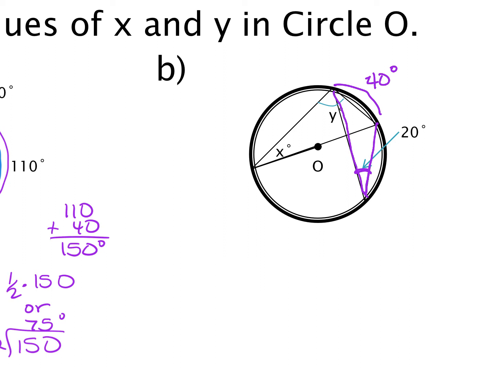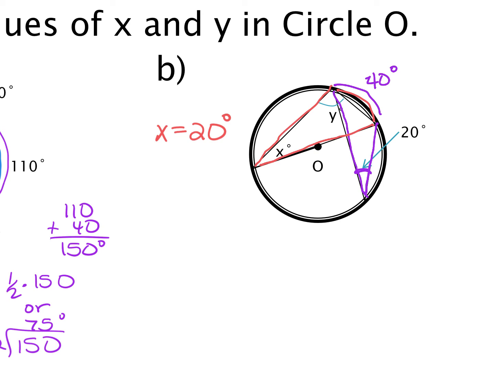So then now that I've done that, I can see that angle X here has the exact same intercepted arc as that 20-degree angle. And remember, when two angles have the same intercepted arc, they're congruent. So angle X here is going to equal 20 degrees. It's going to be half of its intercepted arc.